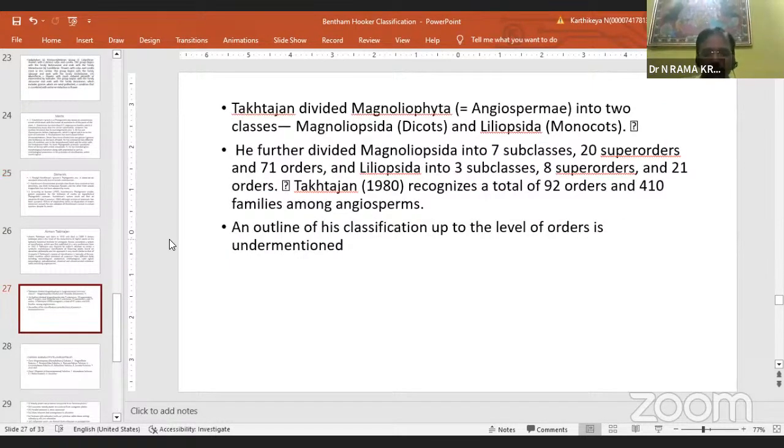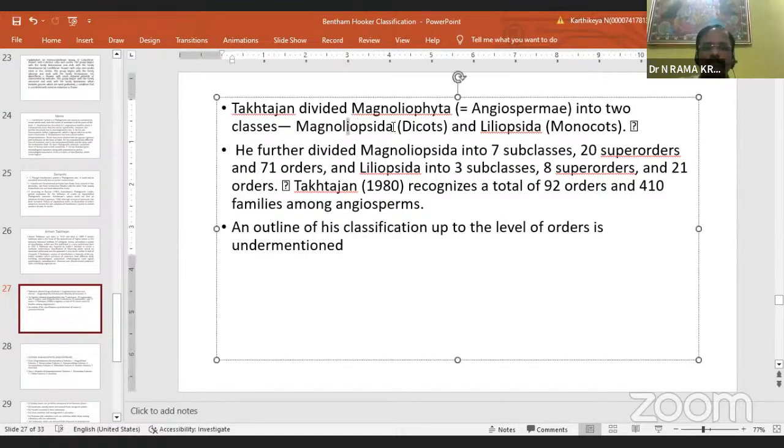And one more classification is there. This is also only for short question purposes. Also, there is no long question. Takhtajan is also one of the famous scientists. But here you see how Takhtajan divided Magnoliophyta, meaning this Hutchinson or Takhtajan. They are all recent taxonomical scientists.